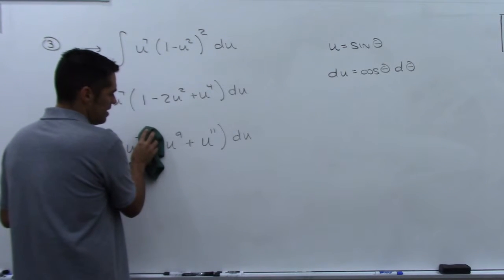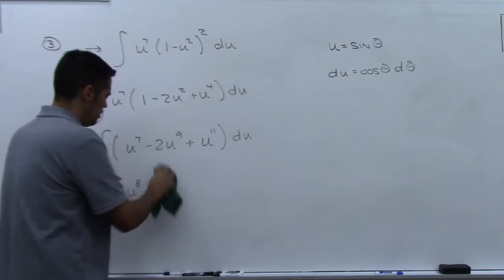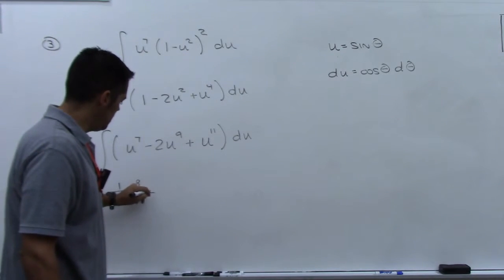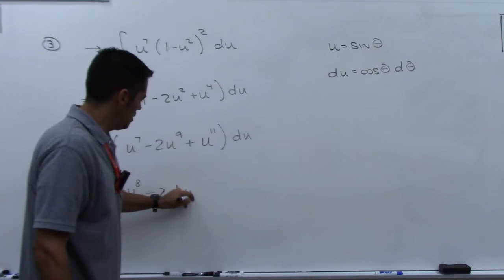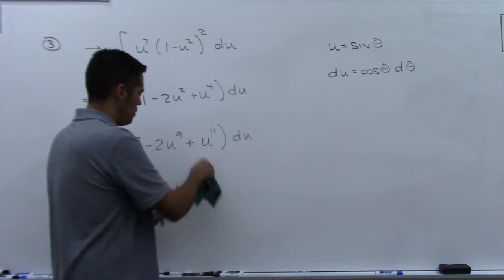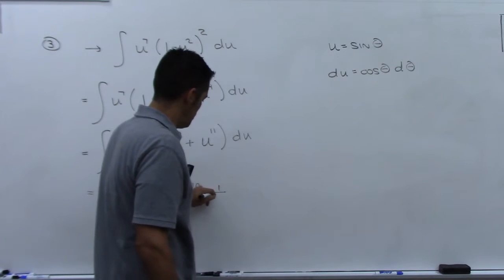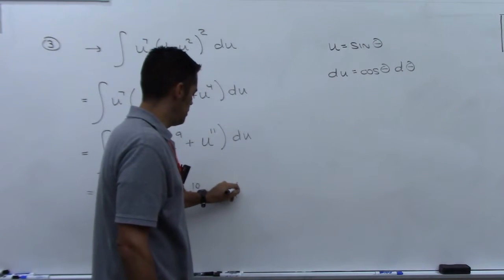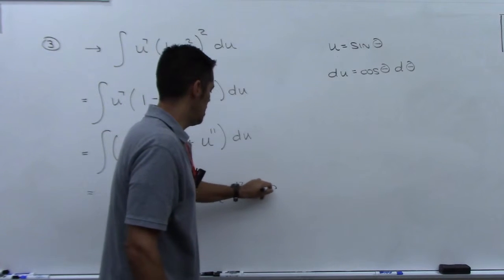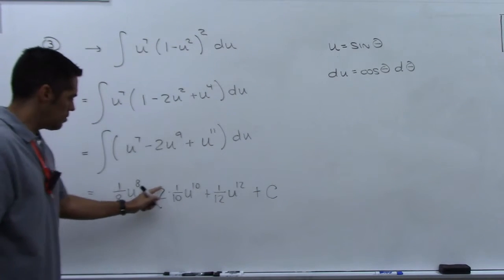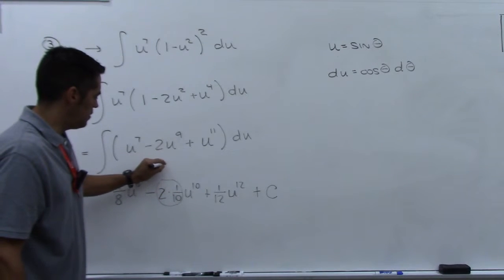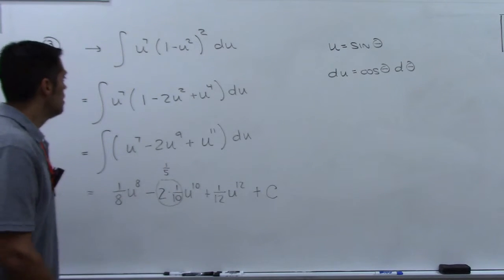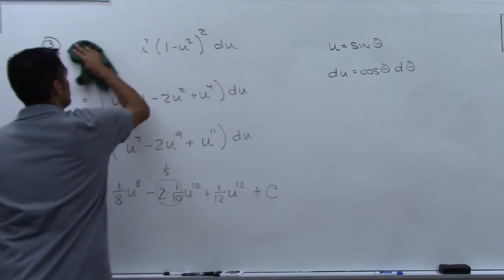That's going to become 1/10 u to the 10th, but I have a -2 out front. So -2 times 1/10 u to the 10th. And then this one's just plus 1/12 u to the 12th plus some constant. And this right here, when we put these together, this will be a minus 1/5 because we're multiplying.